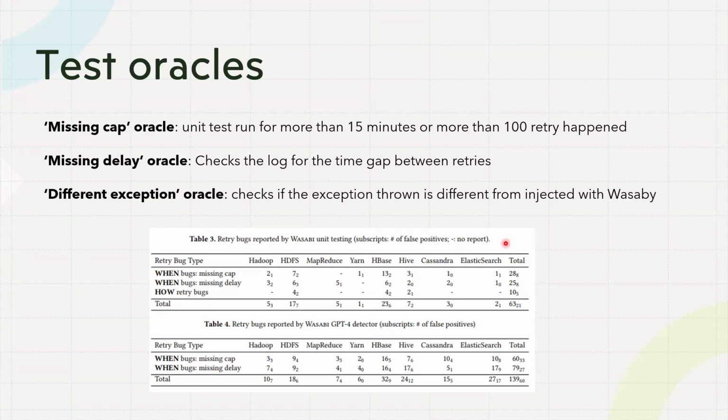Also, some different types of problems could be identified using a GPT-4 detector by just prompting the possible errors. By this, they find mostly the WHEN bugs. But as you can see, there are a lot of false positive results in it. Out of 139 errors found in the system, 60 of them were false positives. And by unit testing, they found 63 bugs, of which like 21 were false positives. So I'm not sure how productive it is.